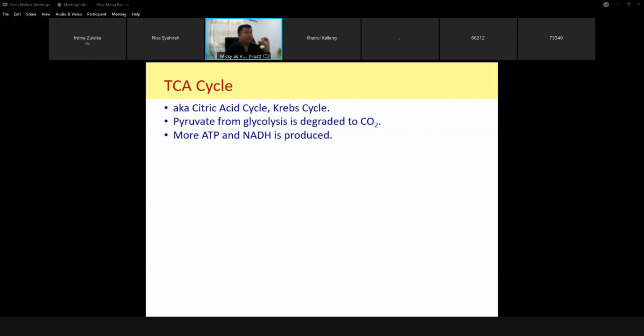But before pyruvate is being used, sebenarnya pyruvate is further degraded. Dia tak terus ambil pyruvate. Pyruvate memang dia ambil, but it will degrade. Pyruvate is 3 carbon. What happens is that it will take 1 carbon untuk tinggal 2. It becomes acetyl-CoA, which is 2 carbon, right?